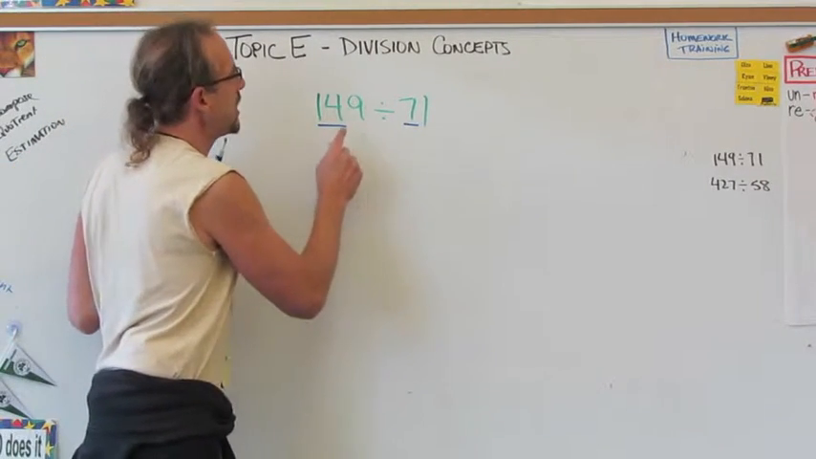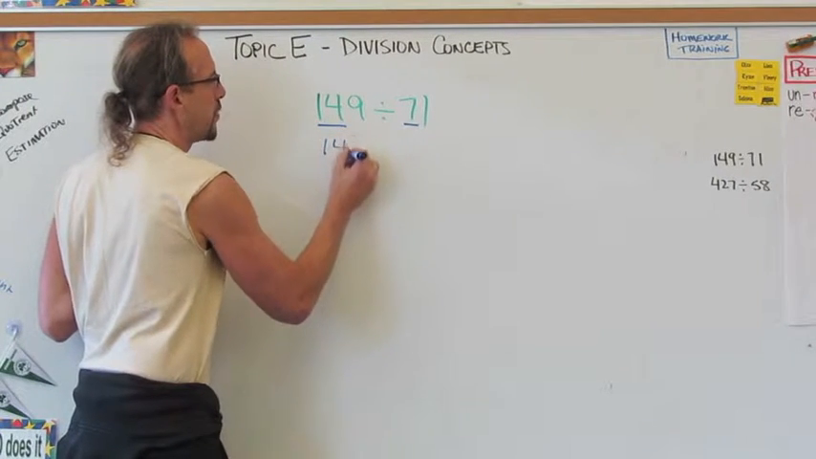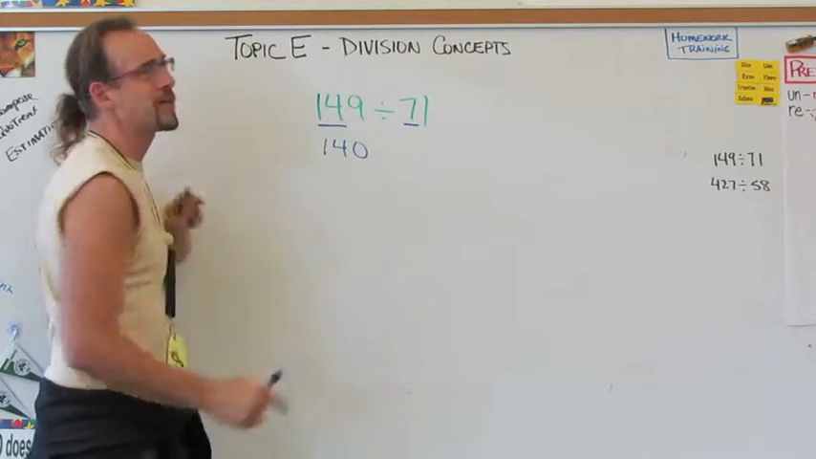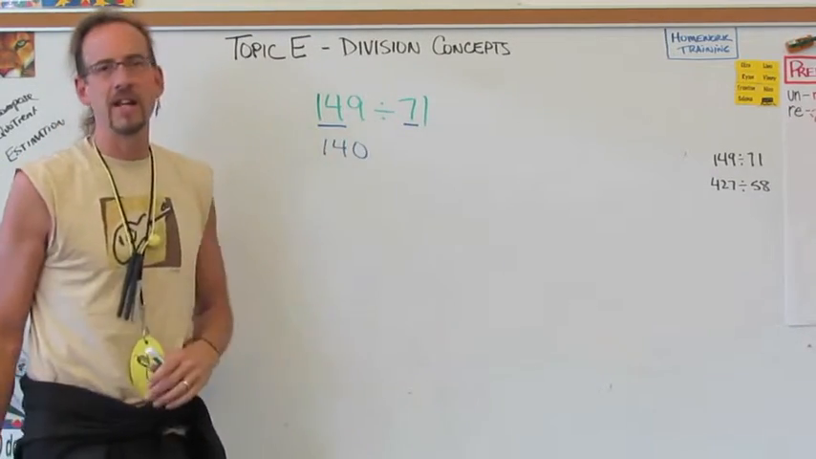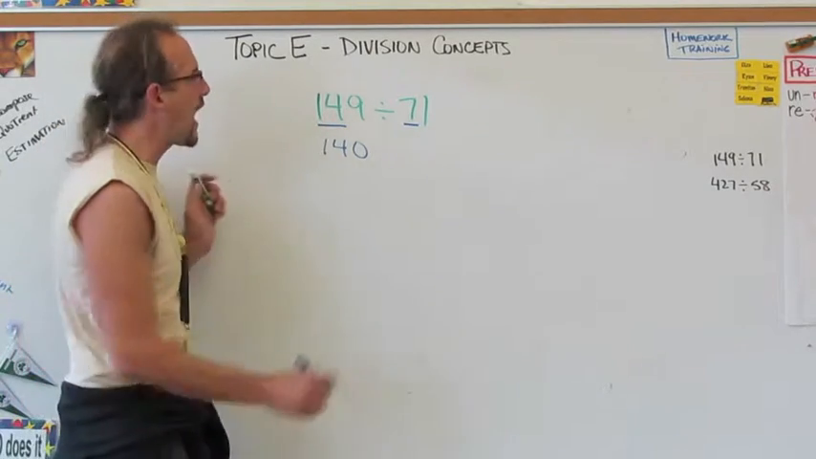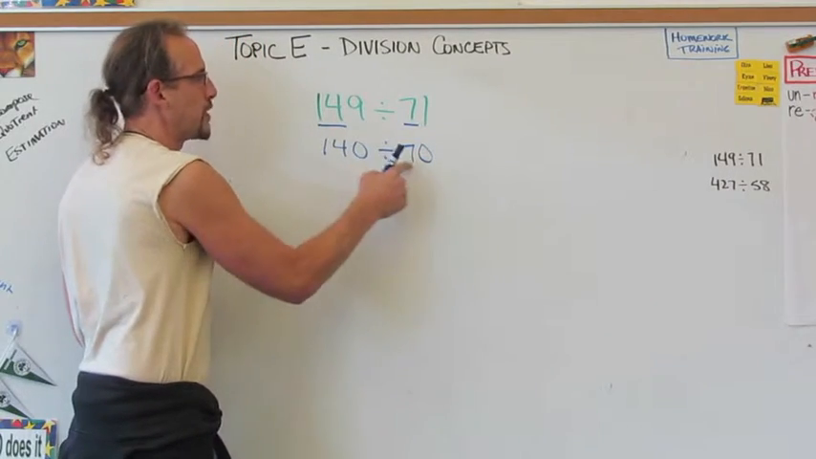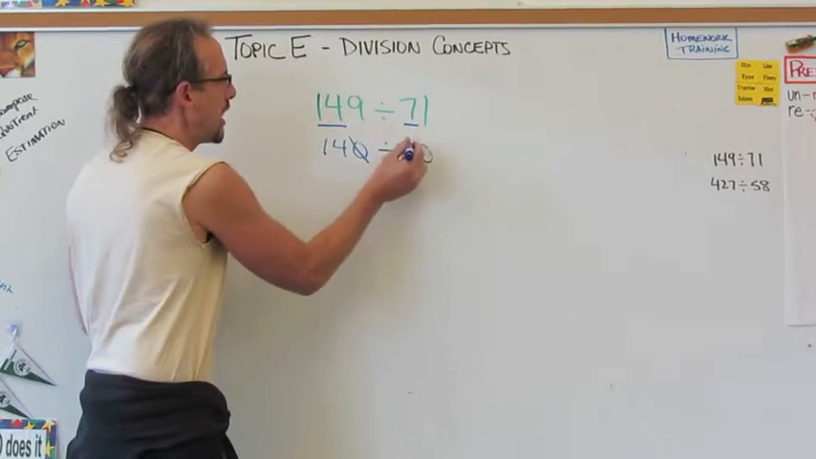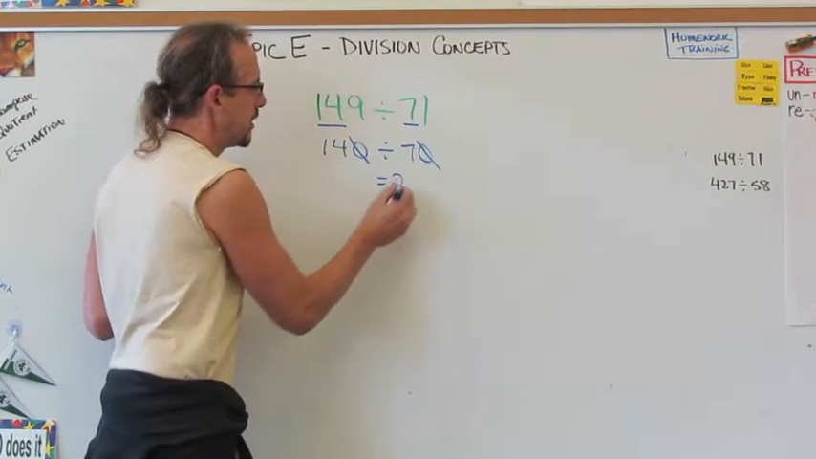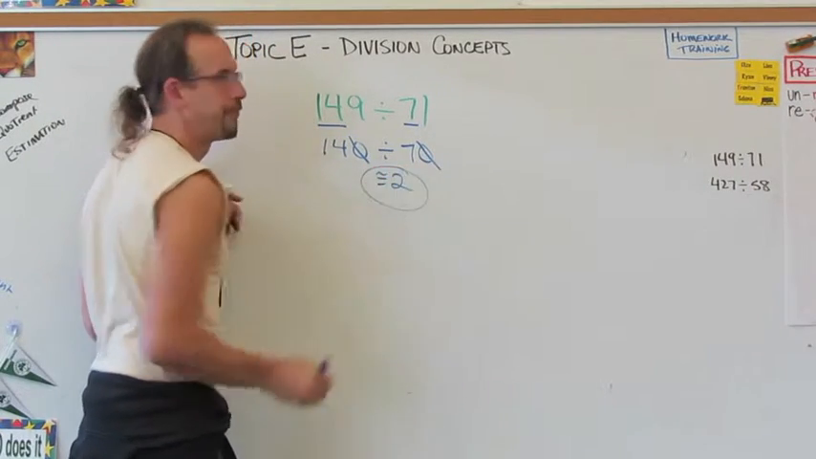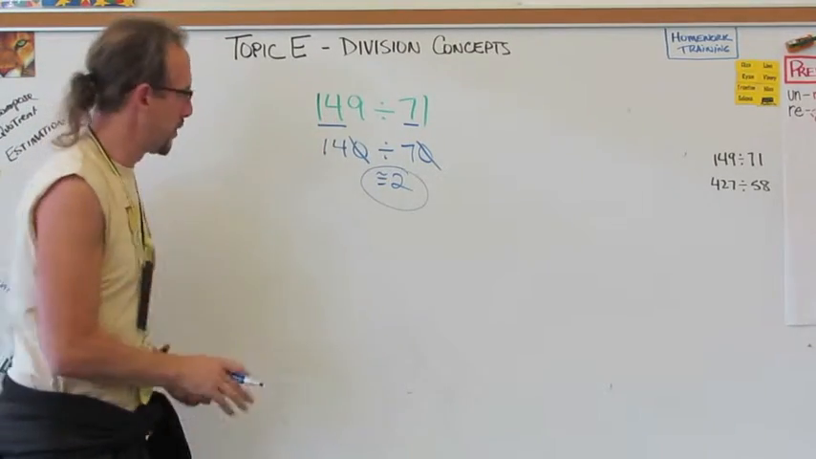So 14 has a connection with 7, so we would round this to 140, even though it's closer to 150. But 15 doesn't have that connection to 7, so we're really looking for that. 140 divided by 70, because 14 and 7 have that connection, and again we can do that. 14 divided by 7, that will be a quick estimate. Whatever this is, it's going to be about 2.